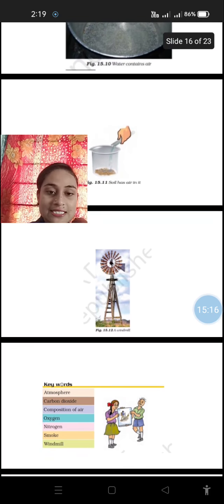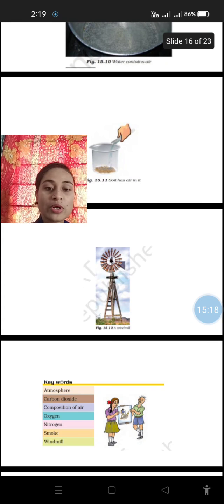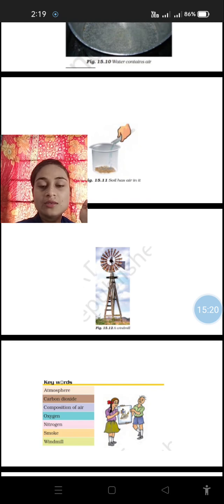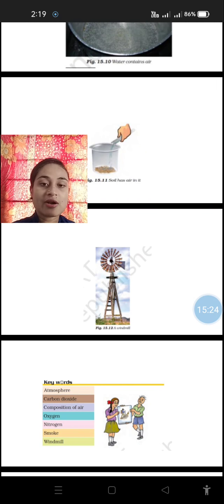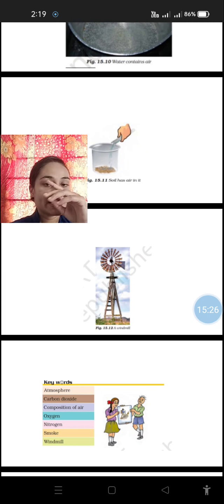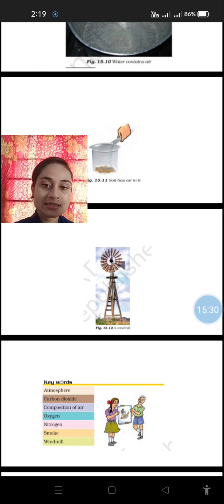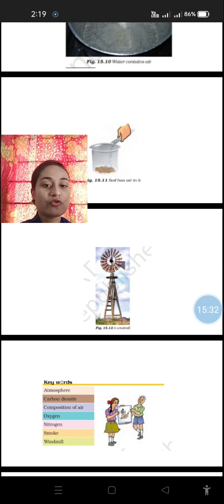Now after that, as we already know, wind moves only with the help of air. If the speed of the air is high, then the windmill runs in a very fast way.